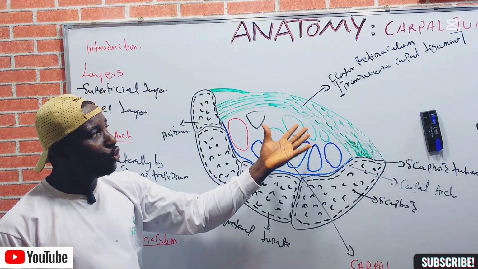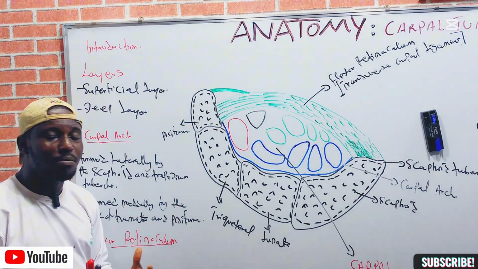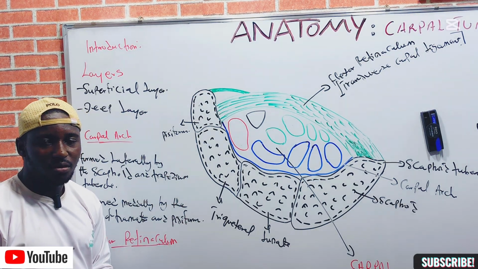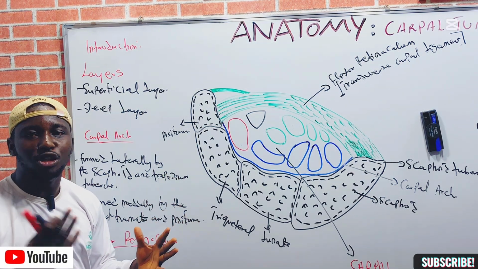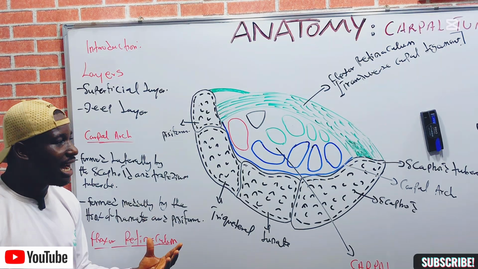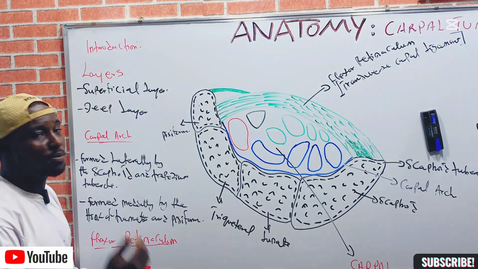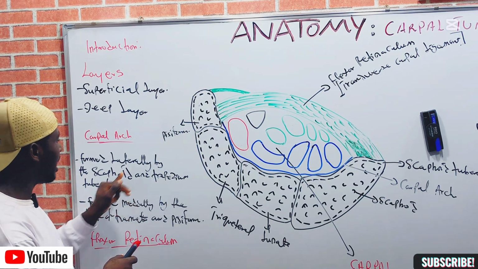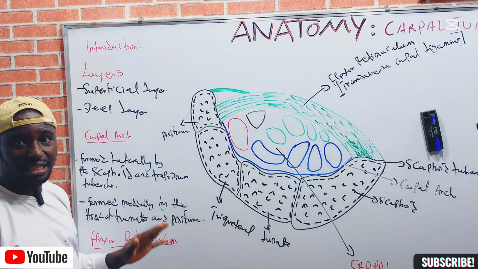And this flexor retinaculum plays an important role in formation of the carpal tunnel. It tends to span between the medial and the lateral aspect of the carpal arch. That means it spans between the scaphoid and the trapezium tubercle laterally and the hook of hamate and the pisiform bone medially. That is another thing it does.